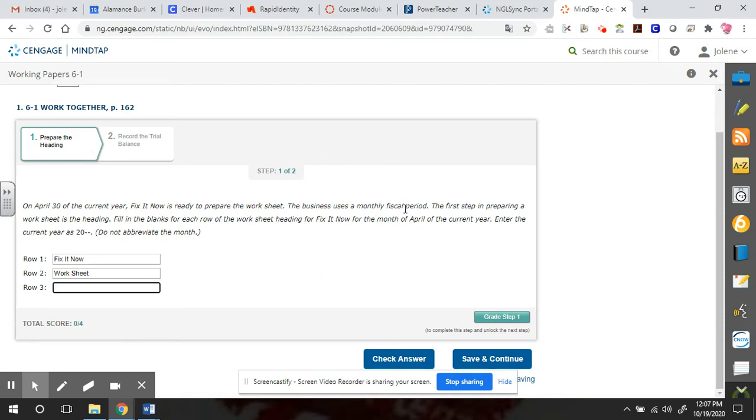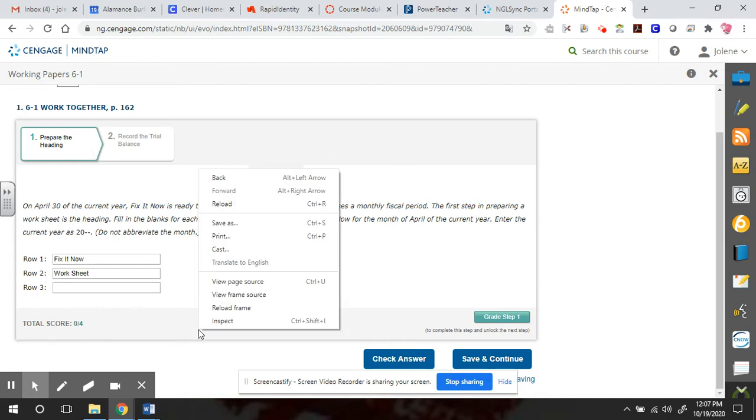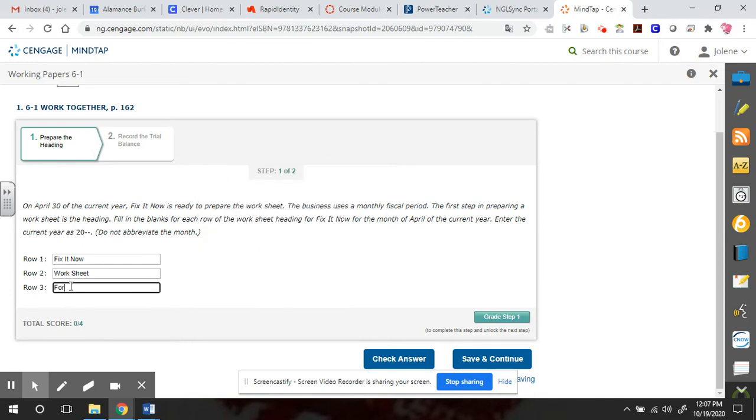They use a monthly fiscal period. So this is going to be called for month. Notice that if you type anything wrong, it'll turn the letters red, and that tells you to back up and do it again. For month ended April 30, comma, 20 dash. And that's all there is to the title. You have to title the document correctly.